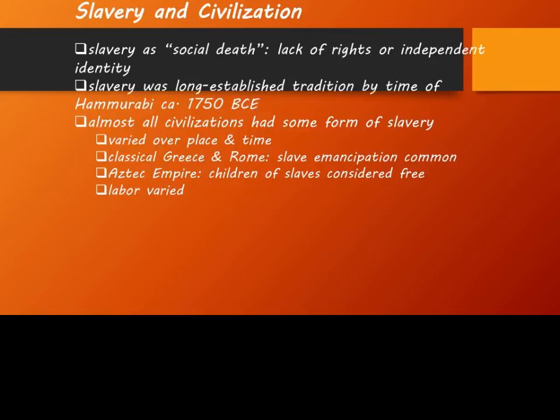Slaves are often described as having, like I said, a social death, as they typically have no rights and they're deemed to be permanent outsiders of the society. And throughout the world and throughout human history, there have been numerous forms of slavery, making generalizations difficult.